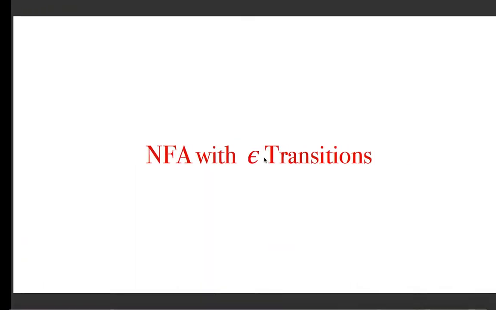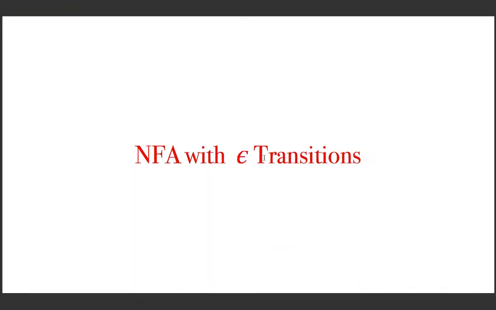Today, we are going to learn a new type of finite state automata, namely NFAs with epsilon transitions. We shall start with some example NFAs with epsilon transitions, and after that, we shall formalize the definition of NFAs with epsilon transitions. So, what are NFAs with epsilon transitions? We can start with an example.